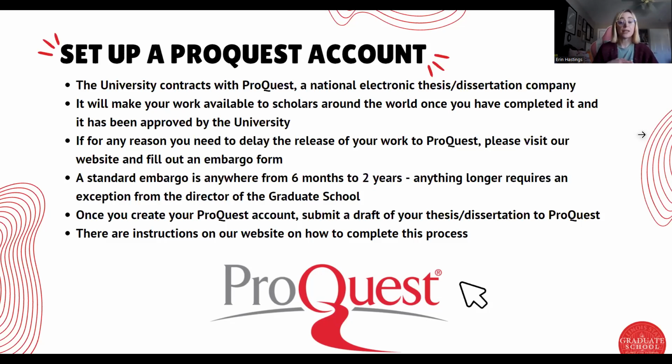The standard embargo is anywhere from 6 months to 2 years, but anything longer requires an exception from the director of the graduate school. So if you're requesting anything longer than 2 years, that's when you're going to fill out that embargo form. Typically, the only reasons people need embargoes are if they're getting parts of their work published in another academic journal or somewhere else, and the publisher is saying, hey, we don't want you to publish anywhere else until we publish your work. So those are typically the situations where an embargo is requested.